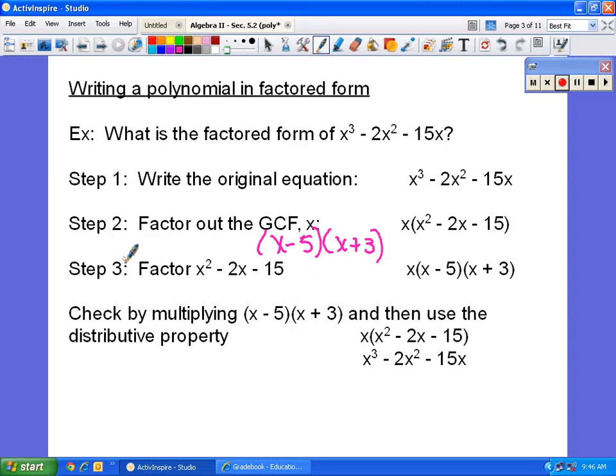Yes, sir? Is the answer the one with the x on the left? No. Parentheses or without the x? That's the answer. Thank you. This is the check. This is the answer.